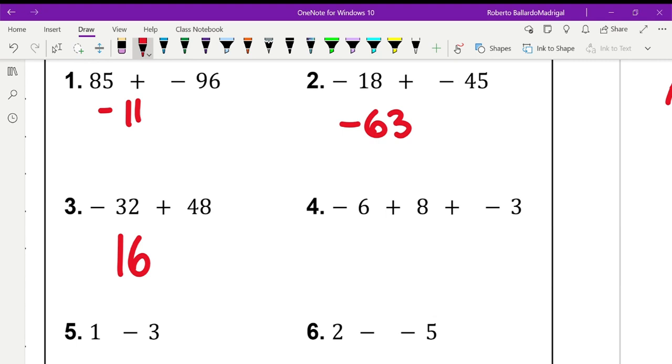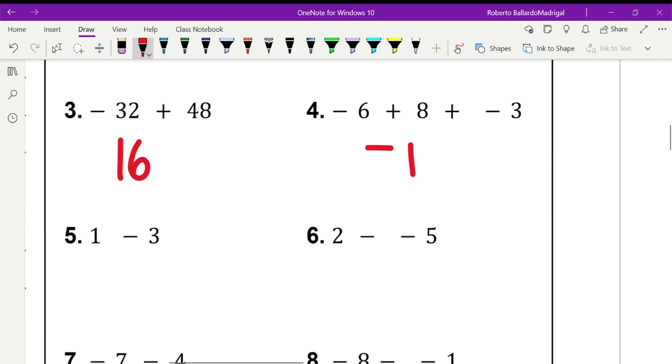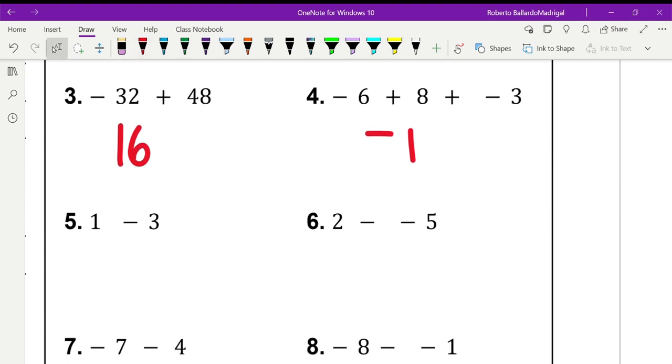Number 4, negative 6 plus 8 plus negative 3. Who thinks they got this one? Gerardo. Negative 1 is correct. 1 minus 3. This one's easy. Viviana. Negative 2. 2 minus negative 5. Double negative makes a positive. So 2 plus 5, 7.